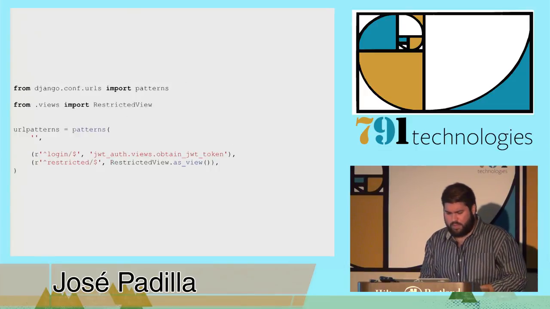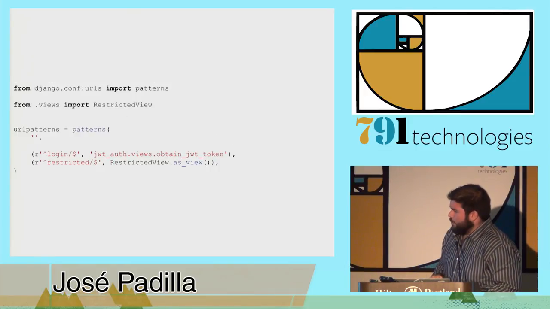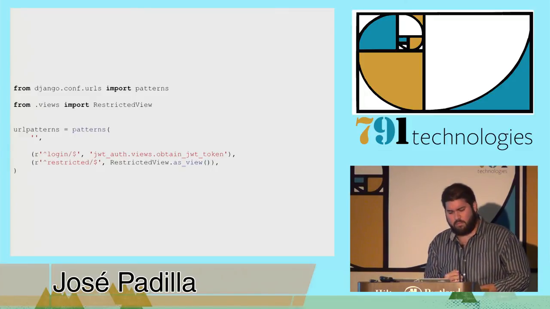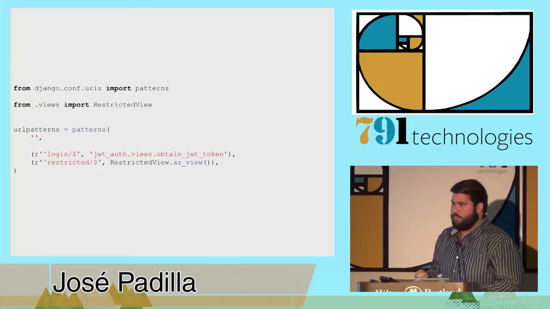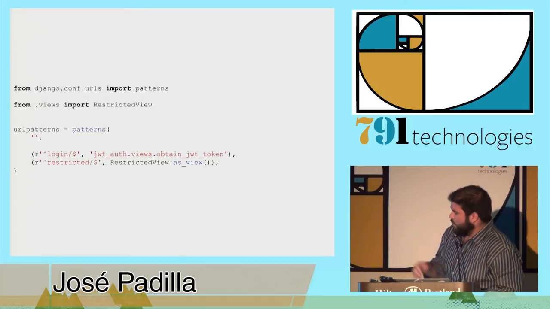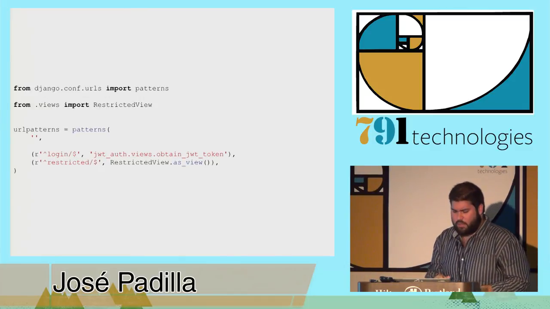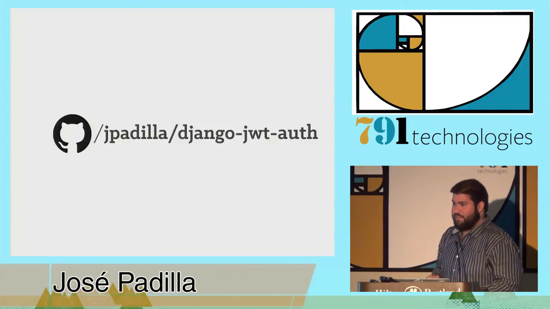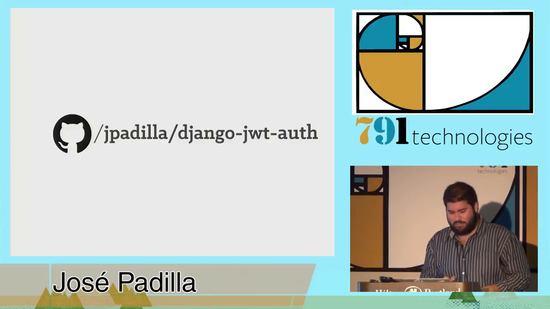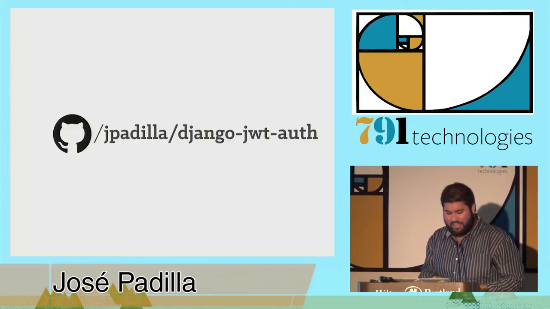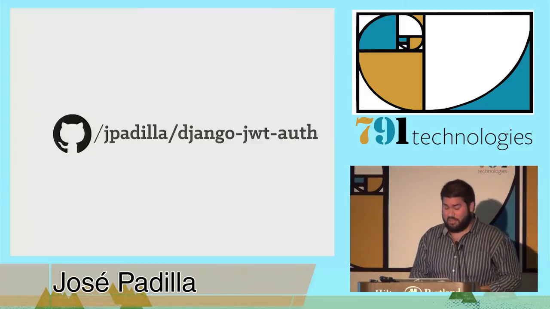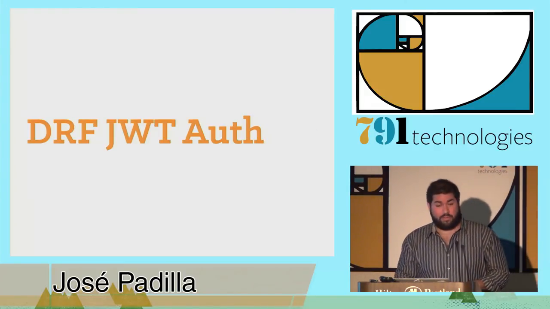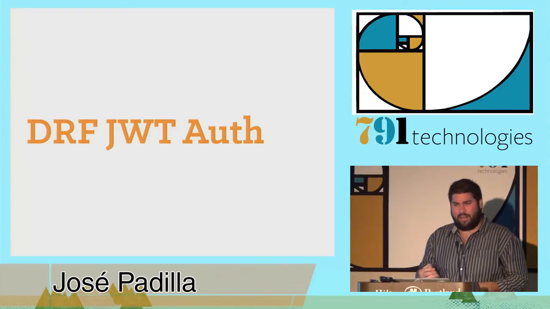So if you plug in your URLs, you can actually use a built-in view that's provided that's used for logging in with your username and password and returns a token. So that's our first URL there. And then we have our restricted view URL. Like I said, this is very beta or alpha, I don't know. You can get involved and help shape the future of this project on GitHub. I'd gladly appreciate it.